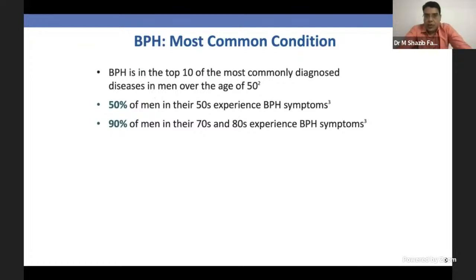Now, we are dealing today with benign prostatic hyperplasia. It is in the top 10 of the most commonly diagnosed diseases in men over the age of 50 years. 50% of men in their 50s experience benign prostatic hyperplasia symptoms. And this incidence increases up to 90% in men of age 70 to 80 years.